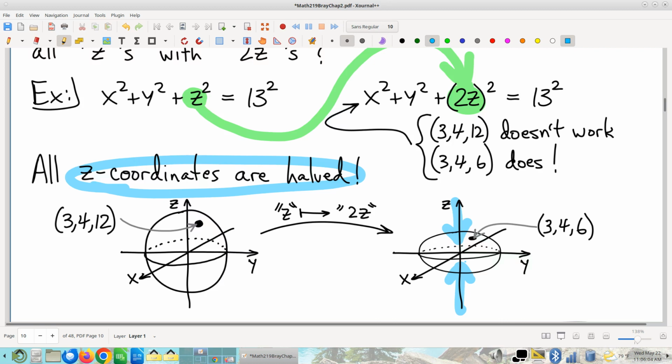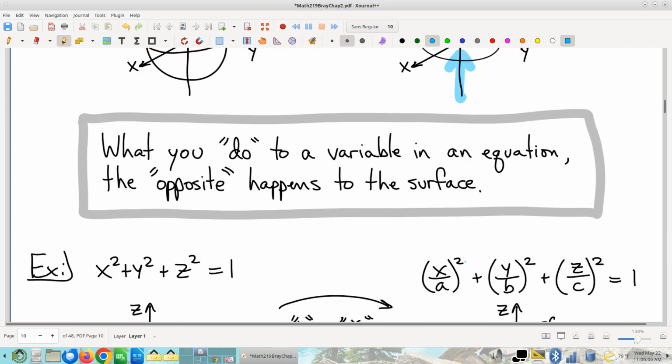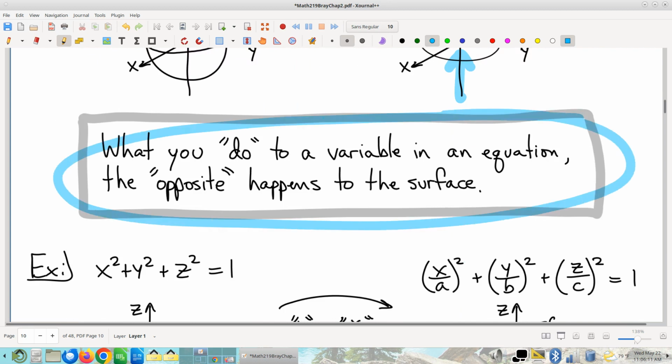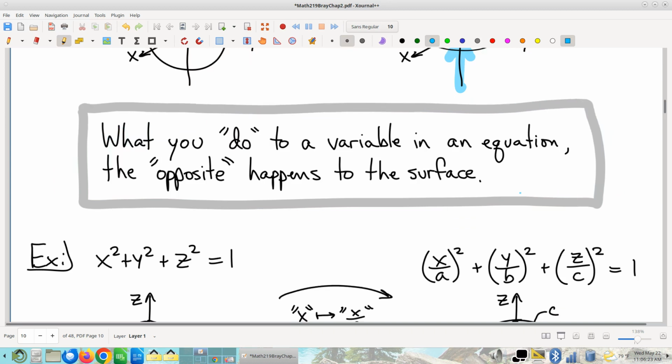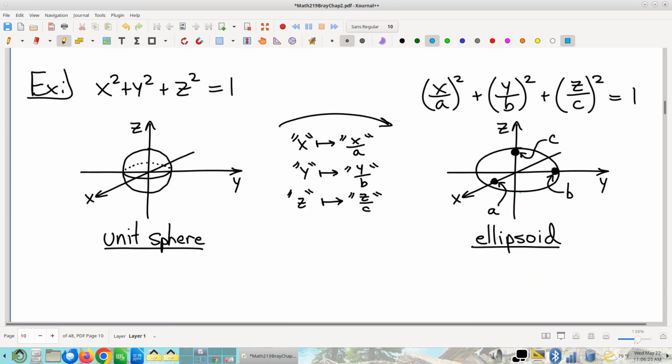So as a broad rule, this holds. Whatever you do to a variable in an equation, in some sense, the opposite is what happens to the set of solutions to that equation. So this is a very broadly applicable tool, and here's a quickie example.